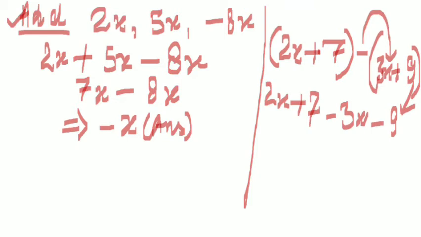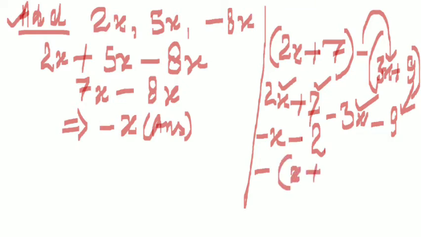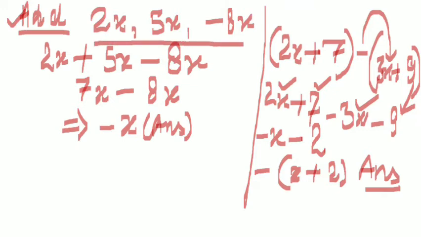Now 2x and 3x, this part and this part, are like terms. The signs are opposite. 2 minus 3 will give you minus x. Now 7 is positive, 9 is negative. Plus 7 minus 9 will give you minus 2. You can also write this expression as negative outside the bracket, x plus 2. So this is how we can simplify whatever terms are given. Just check that the terms must be like terms. Now let us move to a few questions on this exercise.